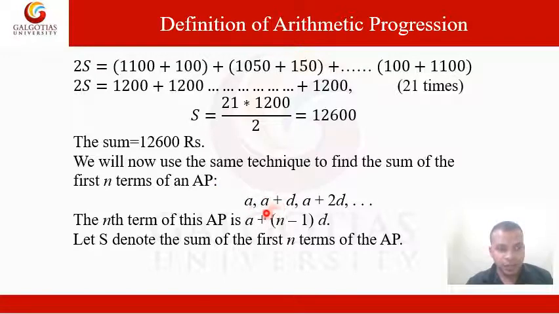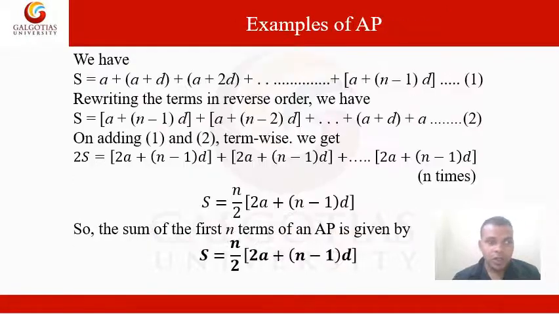We will now use the same technique to find the sum of n terms. Let us think: your first term is a, and the next terms are a plus d, then a plus 2d, then a plus 3d, and so on. In the same way, the nth term of this AP is going to be a plus n minus 1 into d. So what will be S? S denotes the sum of the first n terms of the AP. So S equals a plus a plus d plus a plus 2d plus so on up to a plus n minus 1 into d. This will be your nth term.